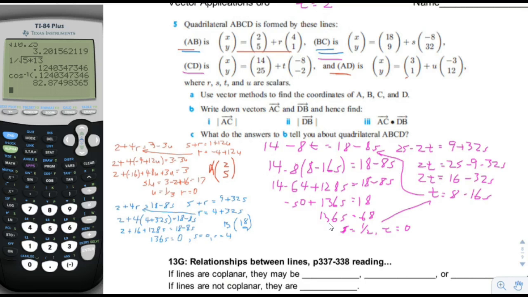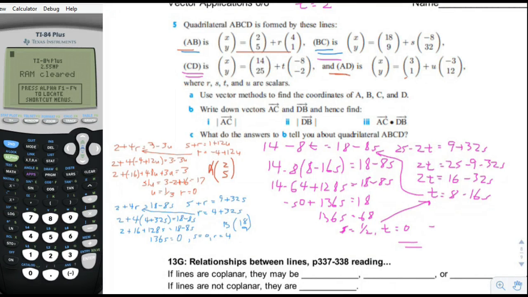And then now we're going to find C here. So when you put t equals 0 up here, then it gives you that coordinate C is going to be equal to 14 and 25.